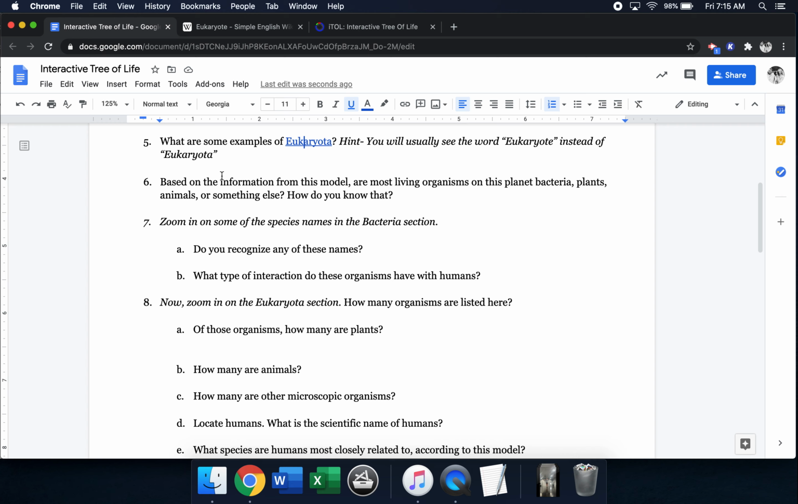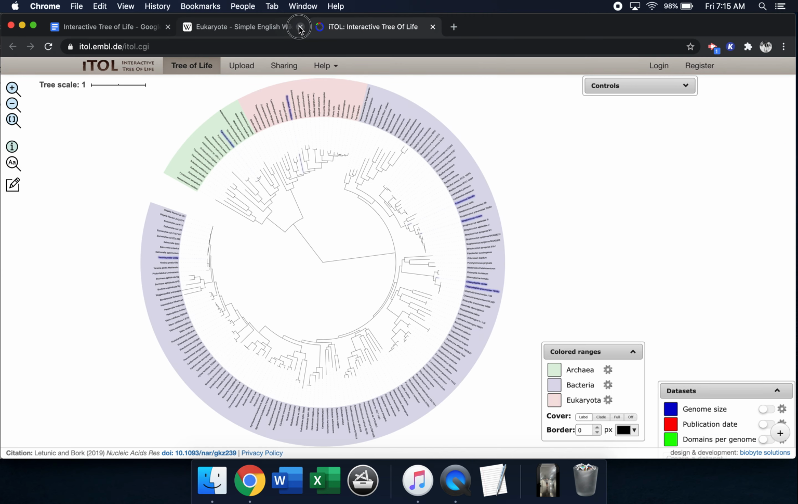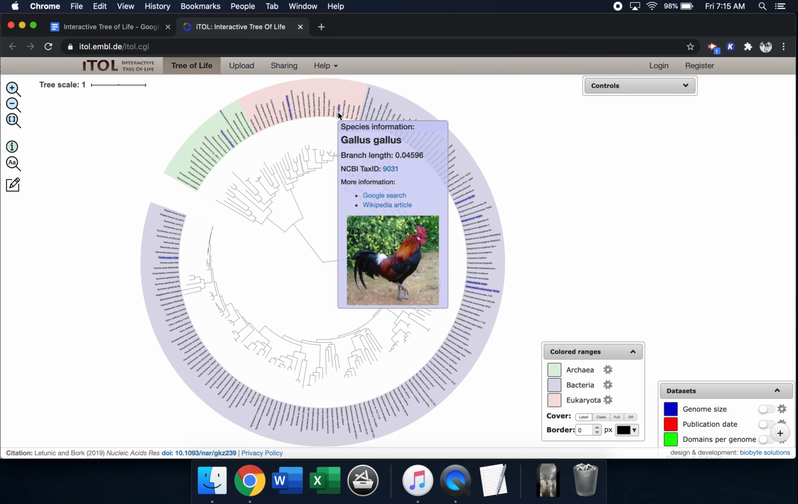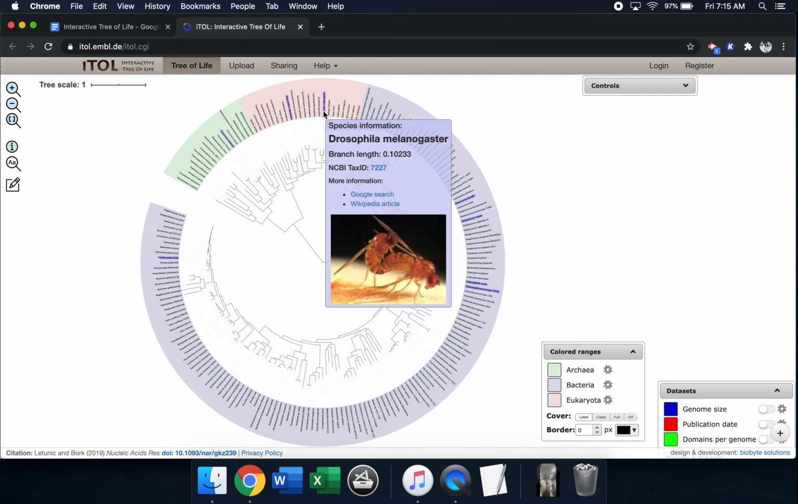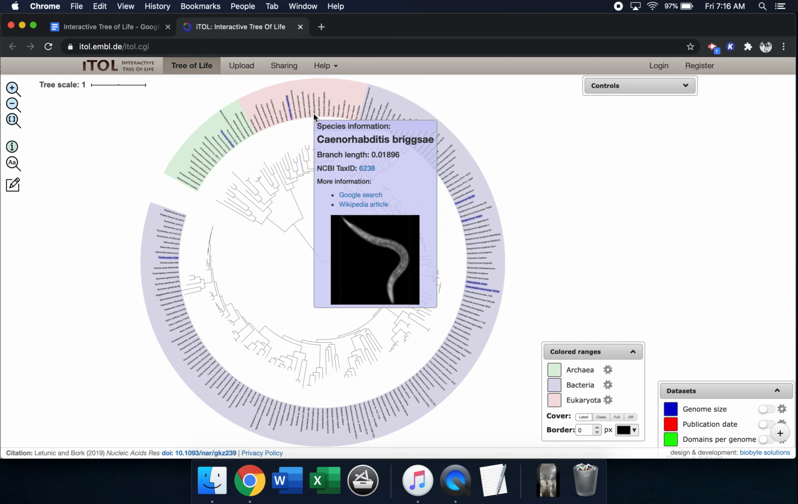So some examples would be plants, animals, fungi, algae. I can't spell, I'm sorry. Then I'm going to think of some actual specific examples. So I'm going to go over to my model. I'm going to exit out of that because we don't need it anymore. So this red zone was the eukaryota, and I noticed that looks like a chicken. That looks like a fish. It's another fish. Fruit fly, mosquito, a worm.